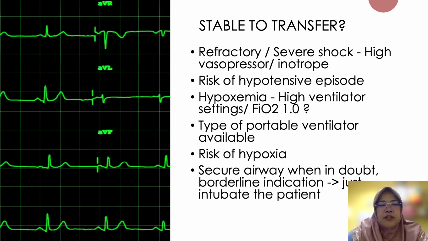So especially patients with refractory or severe shock, with high vasopressor or inotropic support, patients with risk of hypotensive episode, patients with risk of hypoxemia, where the patient is already on high ventilator settings with FiO2 of 100%, and the type of portable ventilator available or not, risk of hypoxia, and the secure airway when in doubt, where the patient is having borderline indication for intubation. So for a patient who needs critically ill transport, just intubate the patient.